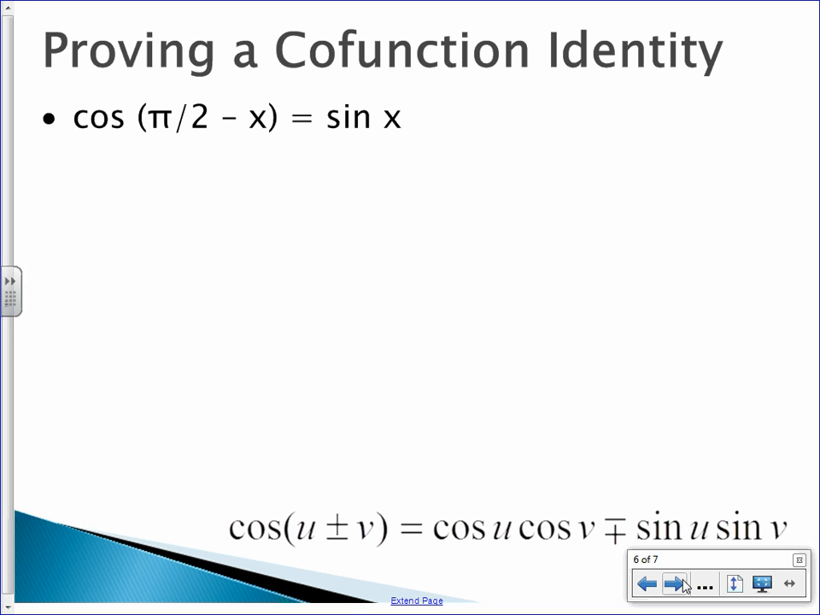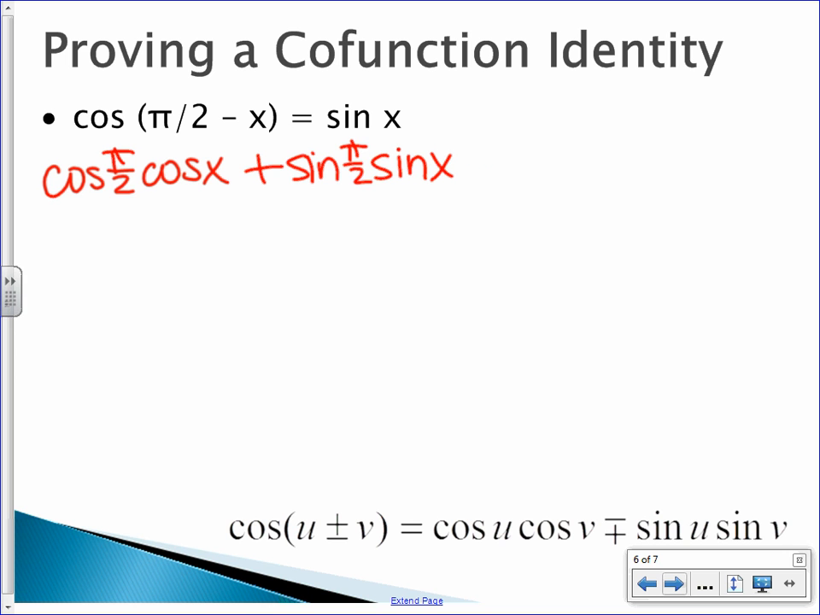The left side. We have a difference inside of cosine, so we can use our sum difference formula, right? So we have the cosine of the first times the cosine of the second. Since it's subtraction, we're going to use the opposite, which is addition. Sine of the first times the sine of the second.